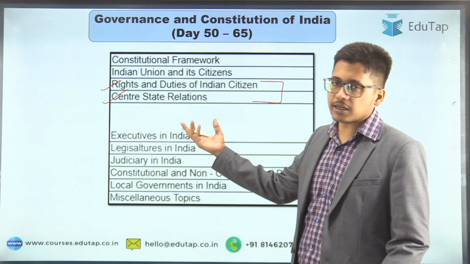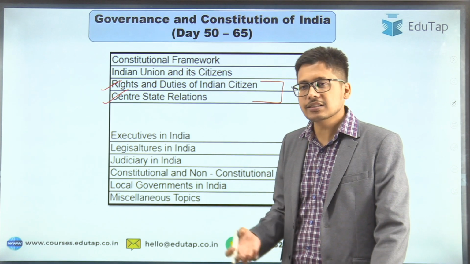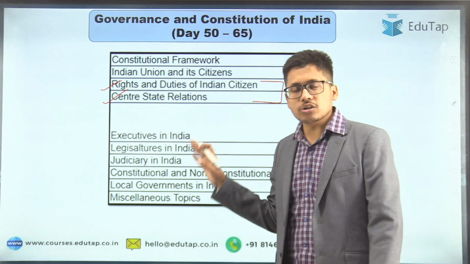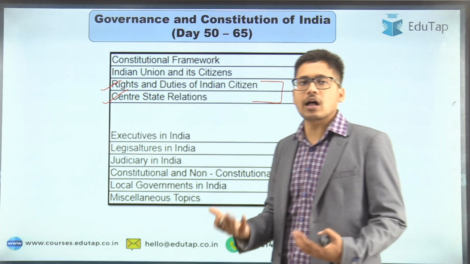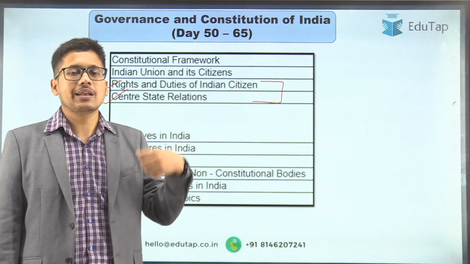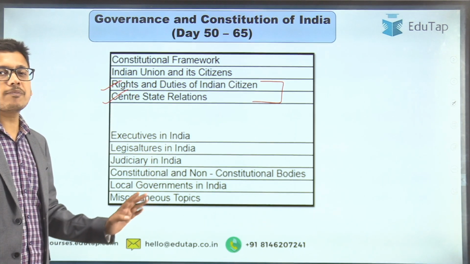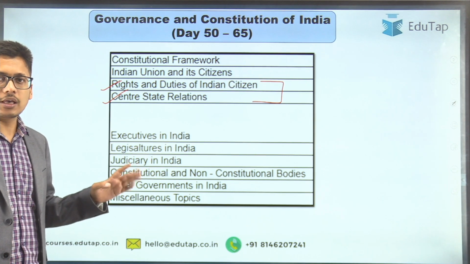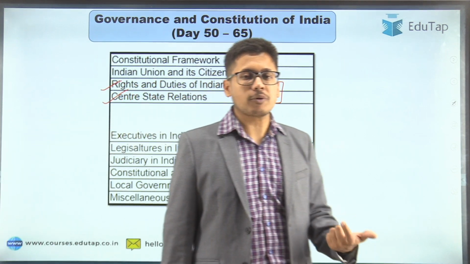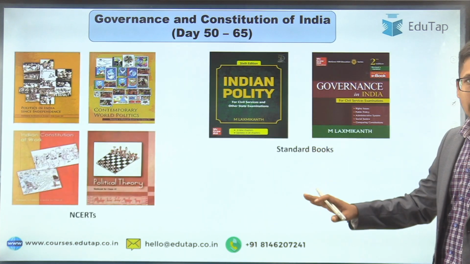Then comes legislature and executive. We study about the cabinet, the president, the prime minister, the parliament and the state legislatures. Then the judiciary: Supreme Court, high courts and different lower courts. Constitutional and non-constitutional bodies, for example the Finance Commission, and among non-constitutional bodies the National Commission for Women and the National Human Rights Commission. All these different bodies in India are very important from the governance and constitutional point of view. Okay, local government, the Panchayati Raj institutions in the rural areas and the corporations and councils in the urban areas, that is also very important, and all this can be covered through NCERTs and Lakshmikant.